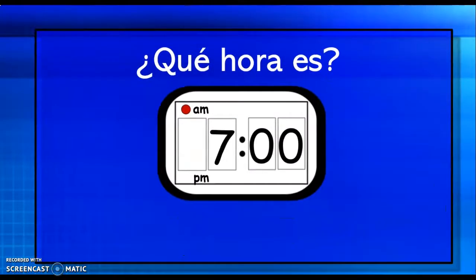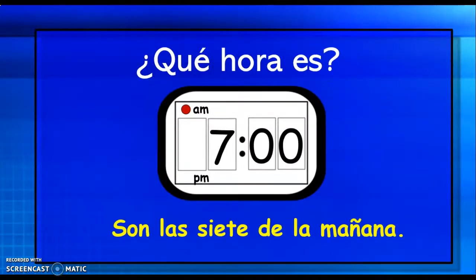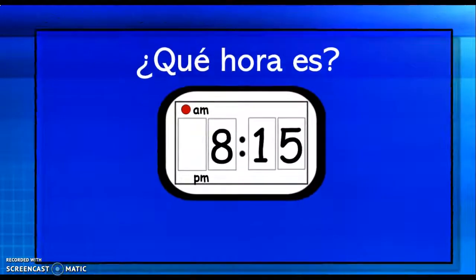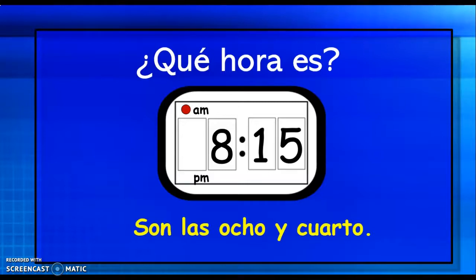¿Qué hora es? Son las 7 de la mañana. ¿Qué hora es? Son las 8 y cuarto. You could add de la mañana, and you could change cuarto to 15 if you wanted to. Son las 8:15 de la mañana.